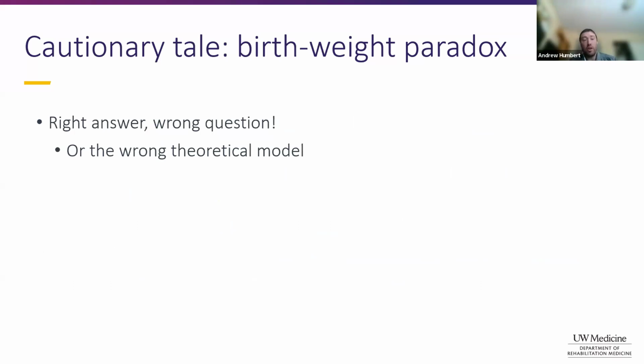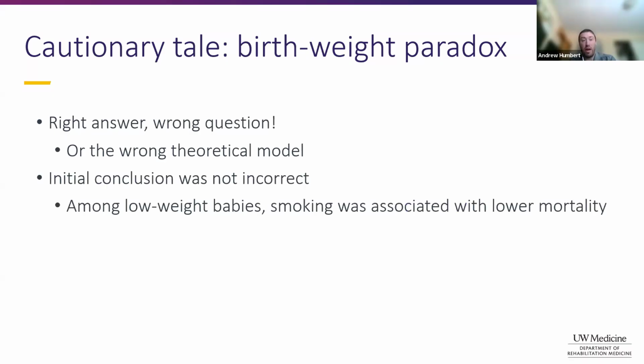The important thing to note here, and this will be even more clear when we start looking at the visual representation of this, is that the statistics provide the right answer. The answer that was obtained was correct. It was just the wrong question, right? The wrong theoretical model was being used. It wasn't the question we actually wanted to answer, but based on the question that was being asked, which was among low birth weight children, is smoking associated with lower or higher mortality? It was associated with lower mortality. But if the goal is, should we recommend smoking to people who are pregnant, that's a very different question because smoking is in that causal pathway.